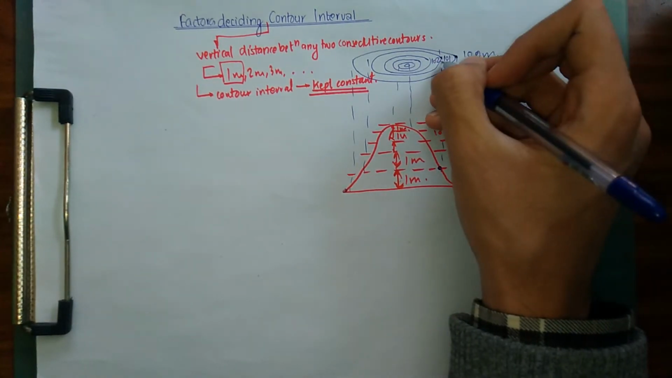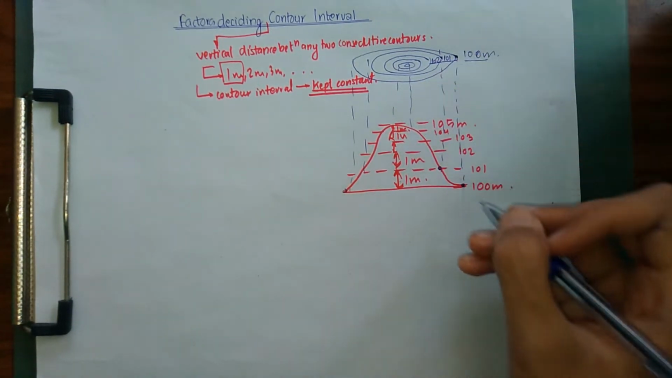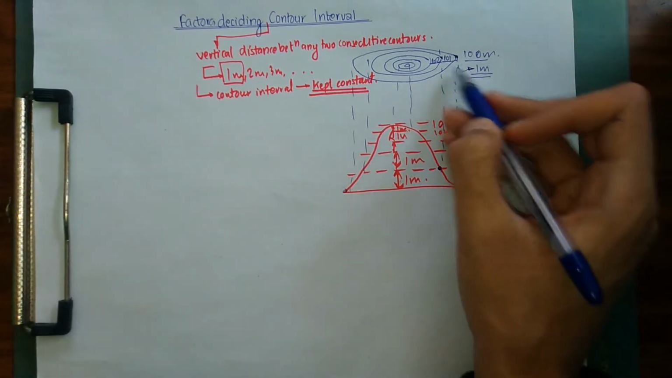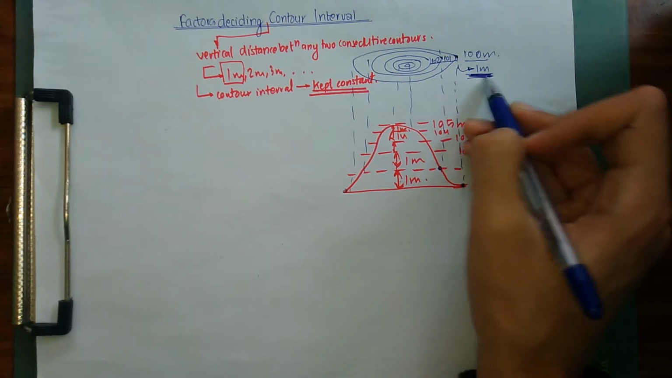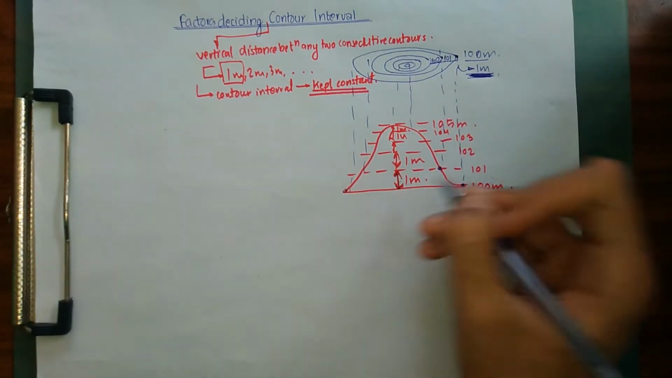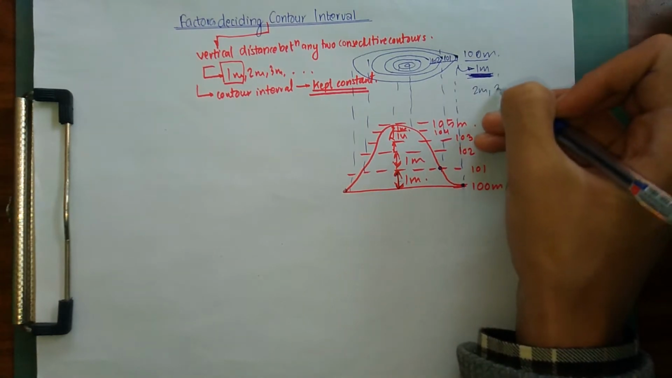So this is my 100 meter, 101, 102. This vertical distance between my two consecutive contours of 1 meter is going to be my contour interval. Right now I have chosen a contour interval of 1 meter. Why haven't I chosen 2 meter, or why can't I choose 3 meter?